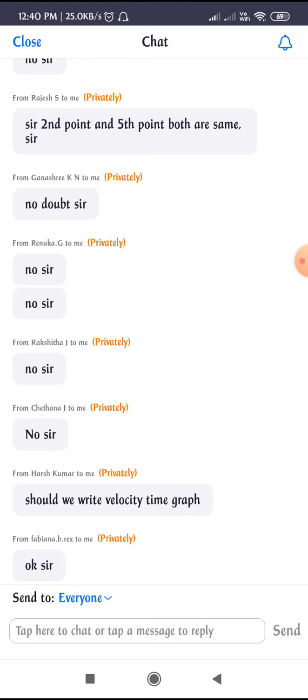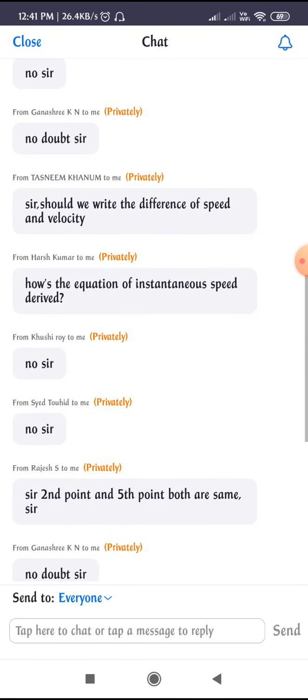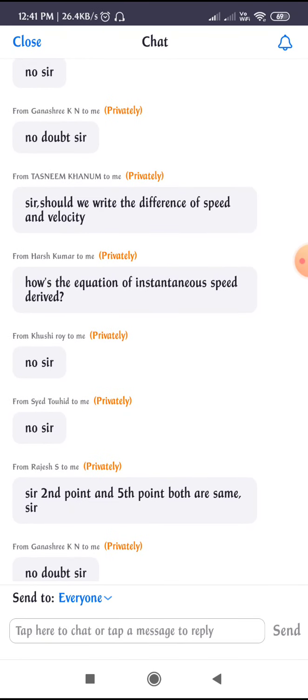Harsh, should we write the velocity time graph? Yeah, write that down also. There is a chance of a question on the velocity time graph also. Next, Harsh, you asked how the equation of instantaneous speed is derived. I have cleared that in the last class itself, no need of deriving that. It is not in your syllabus, it is just an equation, just practice it.